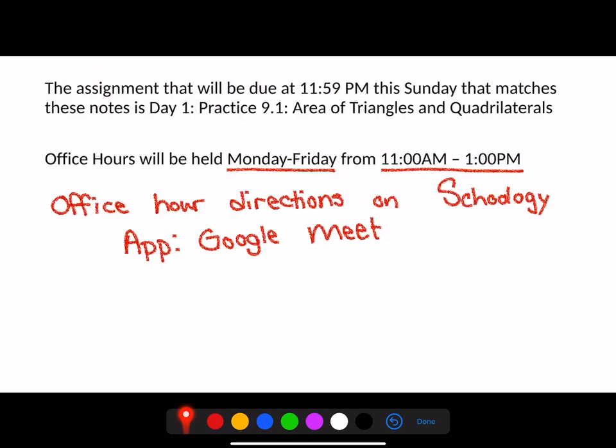All right. So this assignment that is covering for these notes, this is day 1, practice 9.1, area of triangles and quadrilaterals. Make sure that you guys attempt these on Schoology. They're already posted for you guys. This will be due Sunday night at 11:59 p.m. Don't wait till last minute, because if you guys have questions, then you won't be able to ask them of me come Sunday night at 11 o'clock at night. I won't be answering questions that late. So make sure that you guys don't procrastinate on this. I want to make sure that you guys get it done and that you guys can get any questions that you have on it answered.